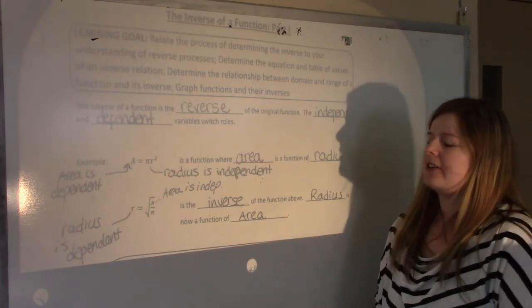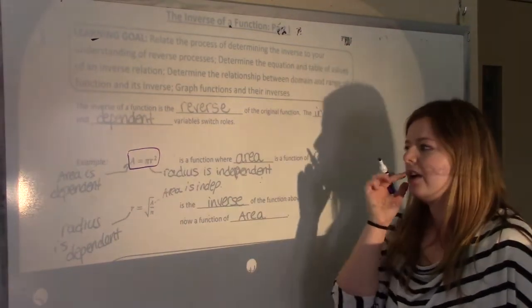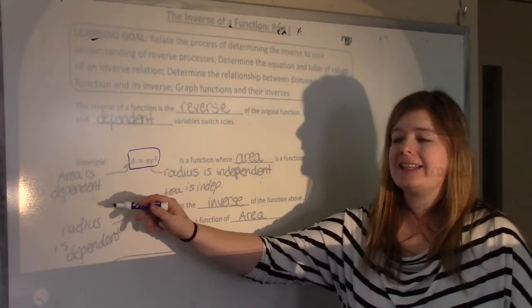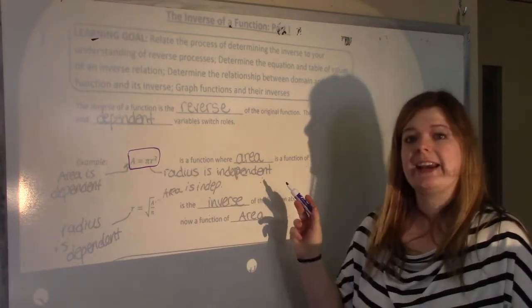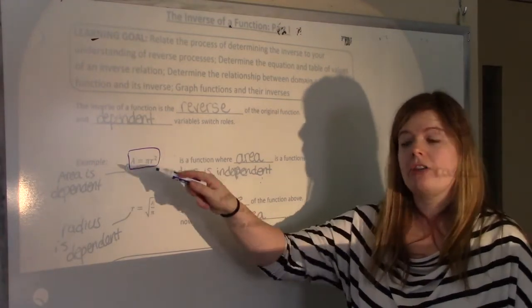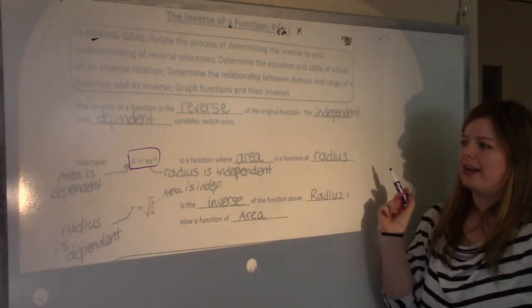So you can see here that this is a simple example of the area of a circle. So here you have area equals pi r squared, where the area is dependent on the radius. So this is where you would know the radius and you would sub it into the equation and solve for area. Okay, so here the area is a function of the radius.